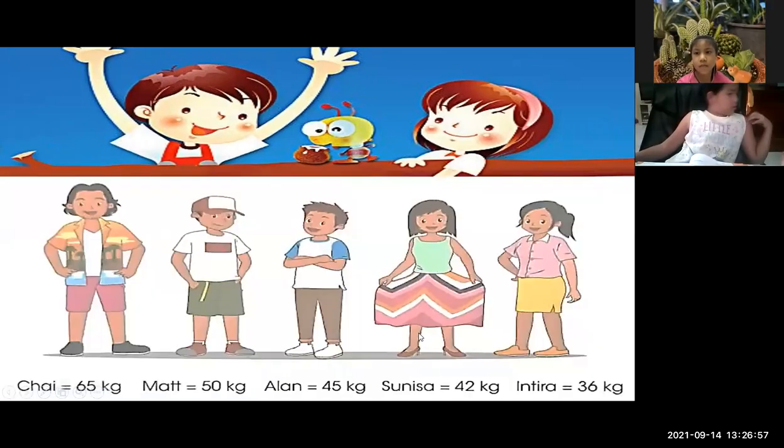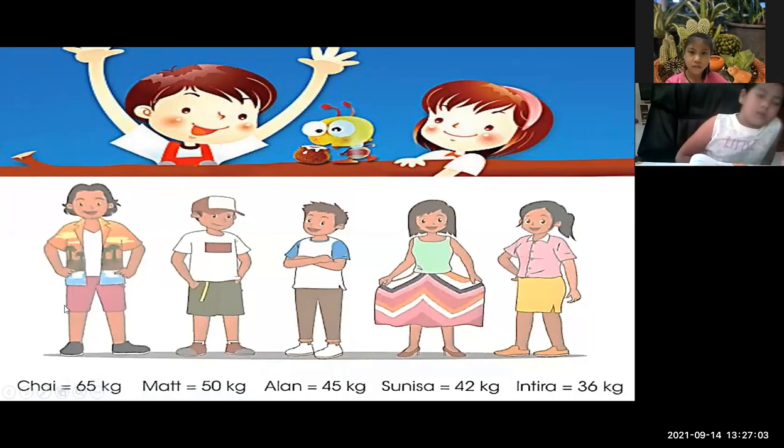Here, let's say for example, the name of this boy is Chai. And this is Matt, teacher Matt. And this is Alan. This is Sanisa, and this is Intira. So Chai is 65 kilograms. Matt is 50 kilograms. Alan is 45 kilograms. Sanisa is 42 kilograms. Intira is 36 kilograms.